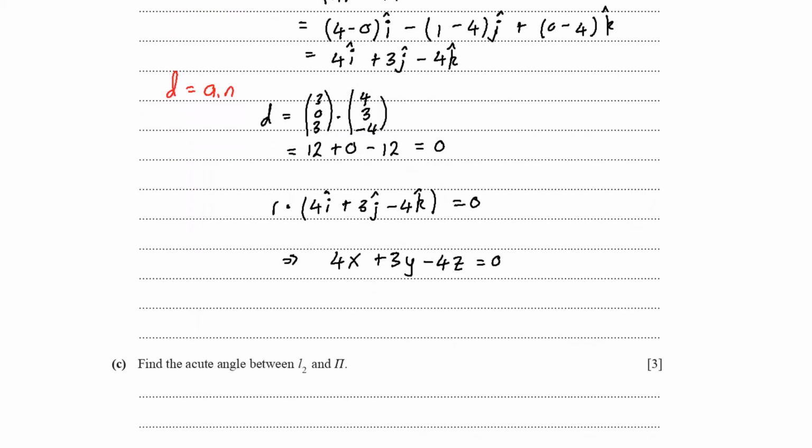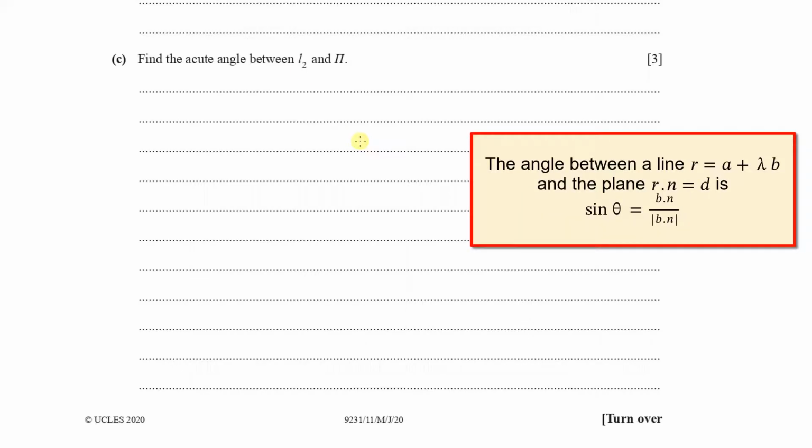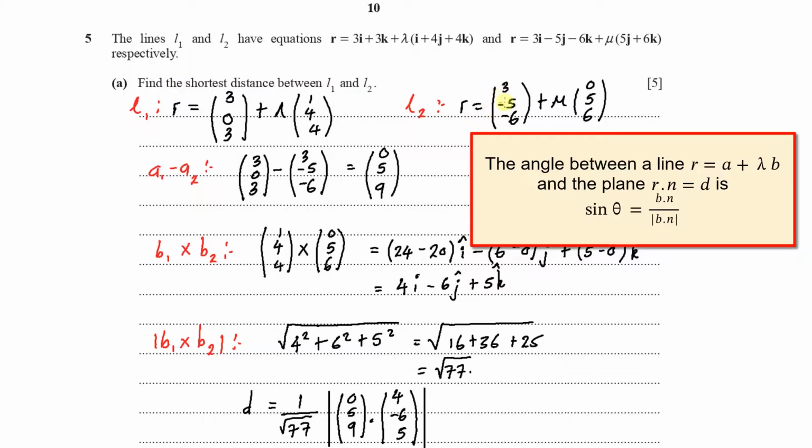Let's scroll down to part C. That's the last part of this question. Find the acute angle between L2 and pi. Now, a more convenient way to find the acute angle between a line and a plane is this formula here. So in this case, we know that L2 is the equation r is equal to (3, -5, -6) plus mu of (0, 5, 6). So let's write that down here.